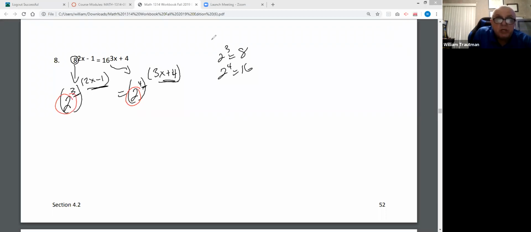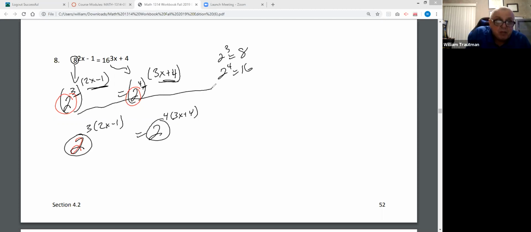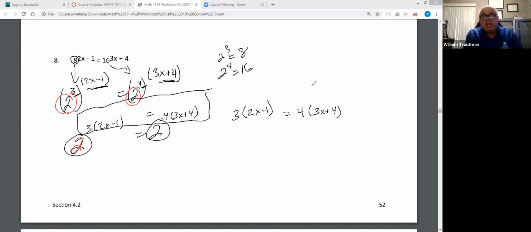So if I'm going to rewrite it now, 2 to the 3rd power, and then it has 2x minus 1. Over here, I have 2 to the 4th power and 3x plus 4. So it looks a little bit better where I have my bases. If I have my bases, then the powers equal each other. So 3 times 2x minus 1 equals 4 times 3x plus 4. And we have to solve for x.